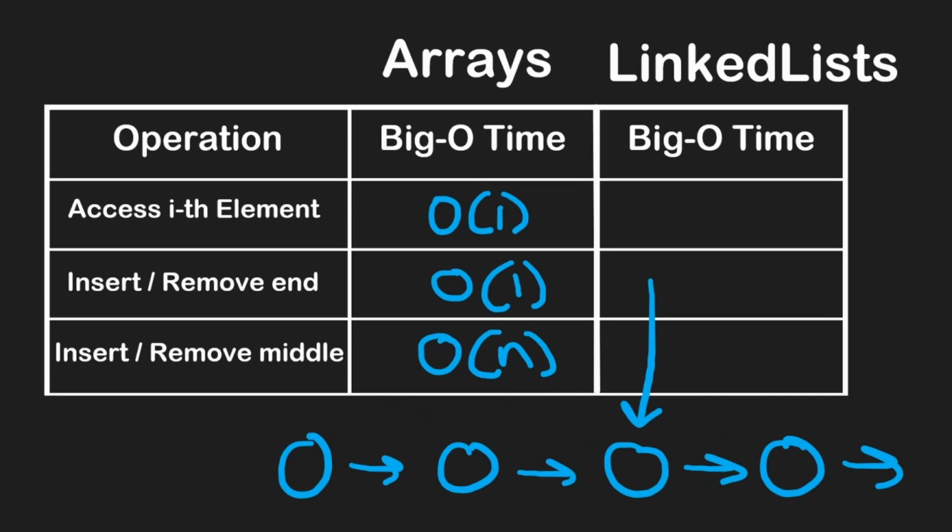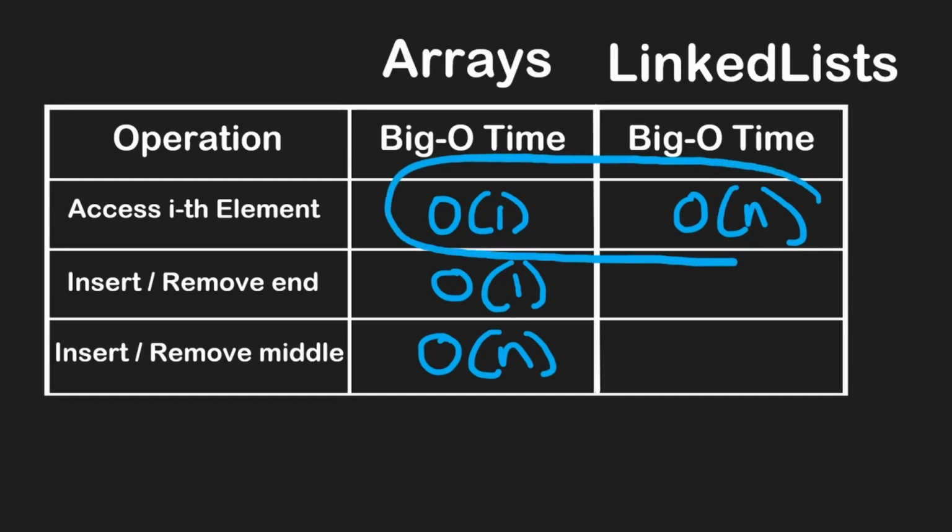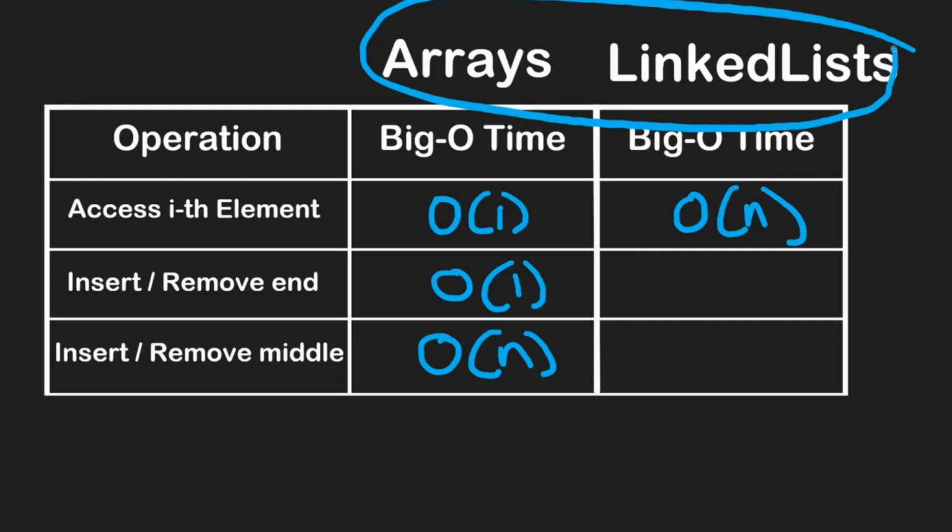So linked lists are different. We can't just randomly access any element. The worst case time complexity is big O of n. But if there's a downside to linked lists, we can also expect that there's going to be an upside to them as well, because that's the whole point of data structures. Some are better at certain things.